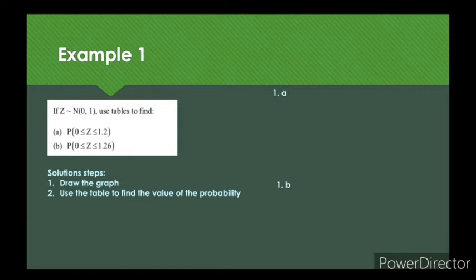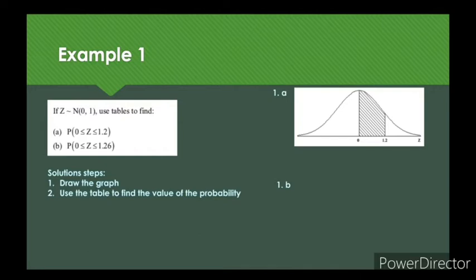Okay, example number 1, let's draw the graph. Here is the graph, with numbers from 0 to 1.2. We are going to find the probability between 0 and 1.2, so please shade the region between these two numbers. The probability of z from 0 to 1.2 is 0.3849. So how do I get this number?